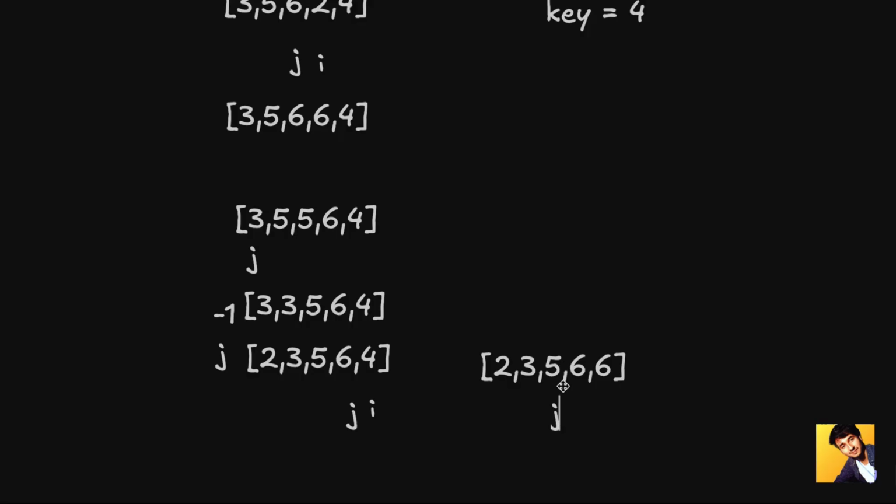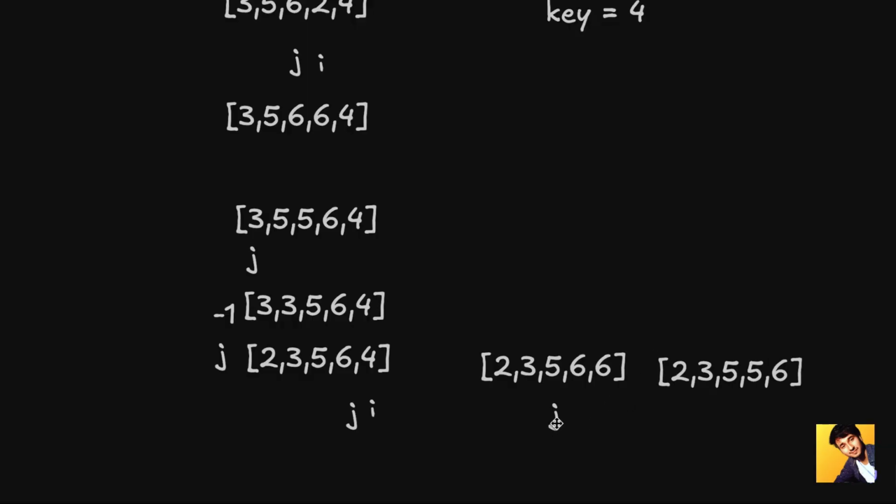This is bigger than this one, so what we will do is we'll just overwrite this position, this one. So what will we have now? It will become 2, 3, 5, this one will be 5 and this one will be 6.